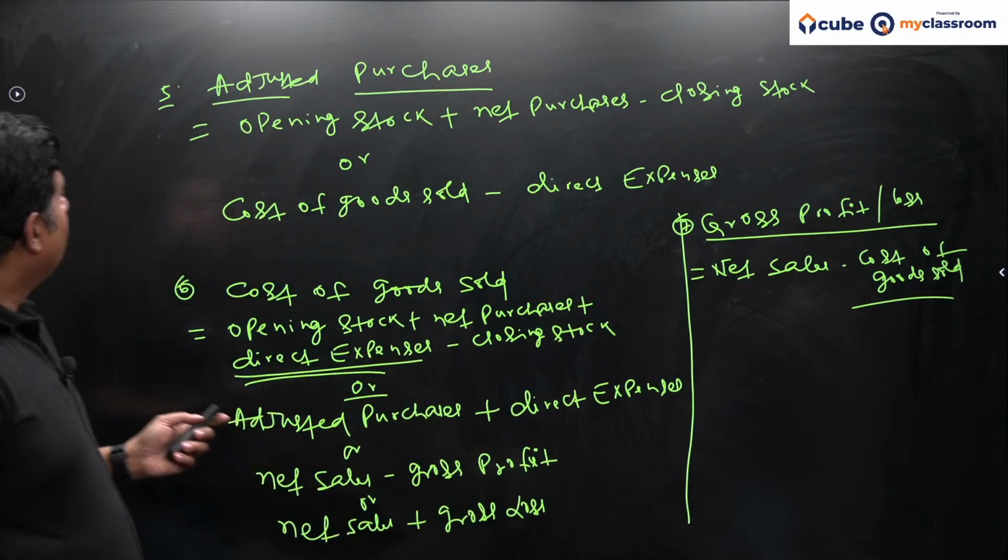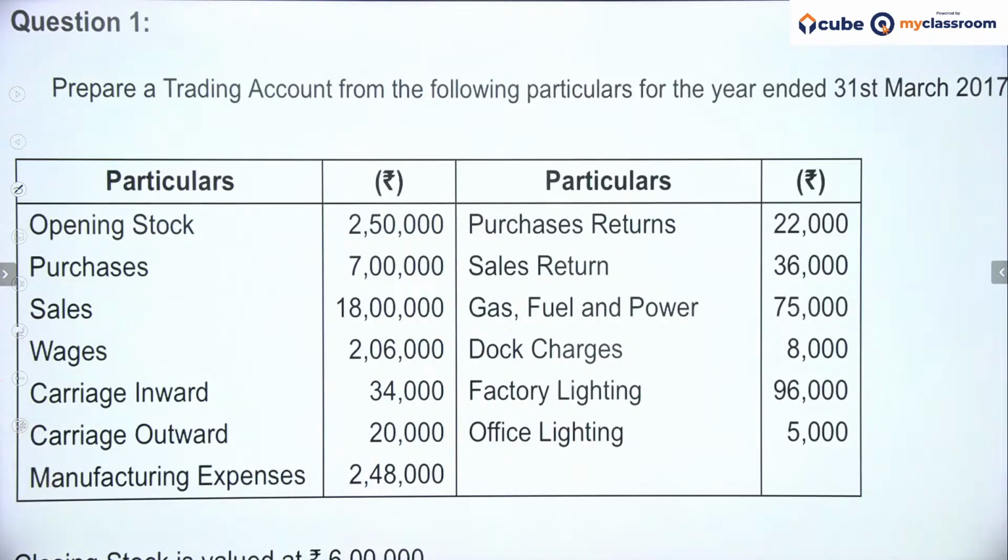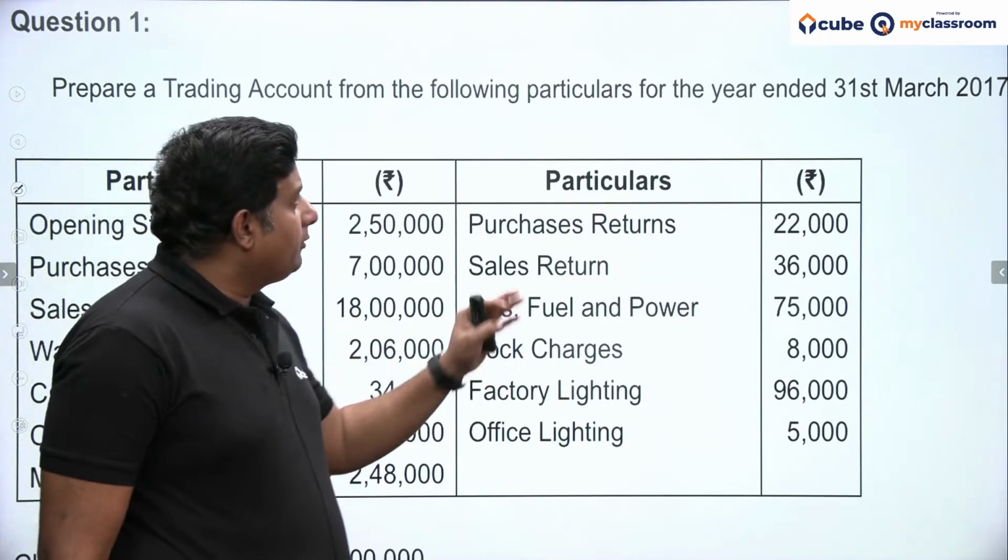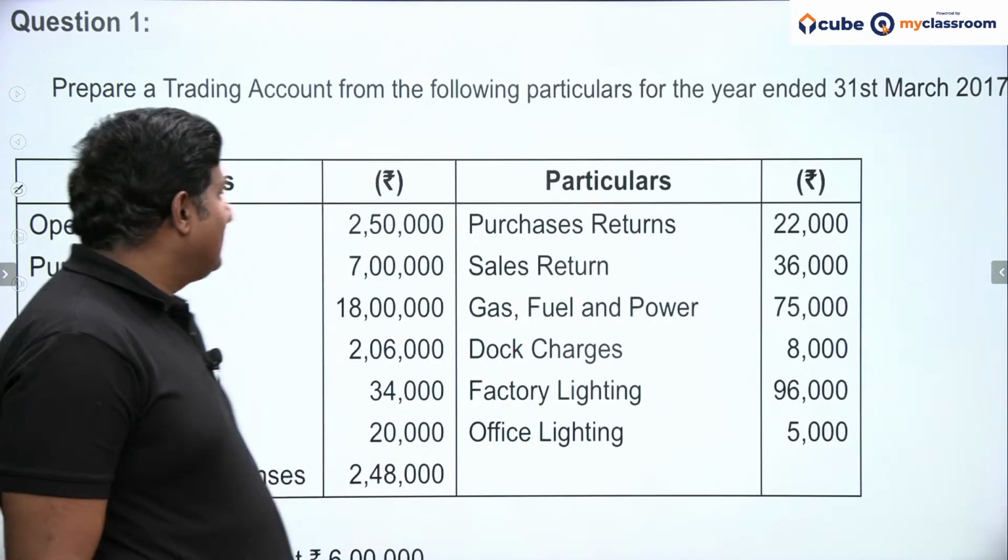All right, so moving to the next. Now this is the question. I have taken a few questions also. So this is the question: Prepare a trading account from the following particulars for the year ended 31st March 2017.